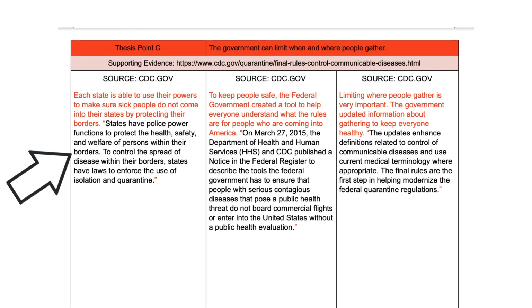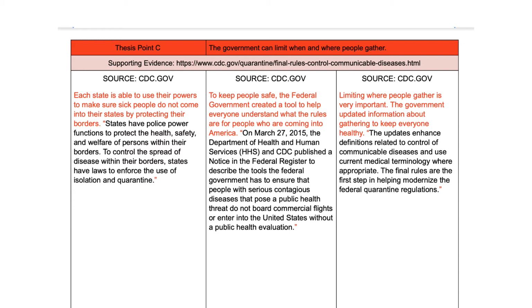States have police power functions to protect the health, safety, and welfare of persons within their borders. To control the spread of disease within their borders, states have laws to enforce the use of isolation and quarantine. Well, what does that mean? That means that the evidence I found backs up my statement that each state is able to use their powers to protect its borders, to make sure sick people don't come in. And if there are sick people, the police have the power to say, you're quarantined, you're isolated.